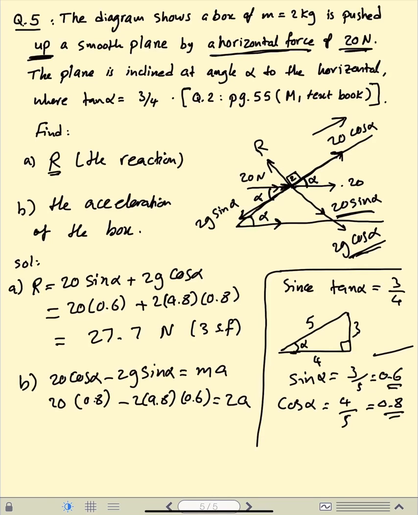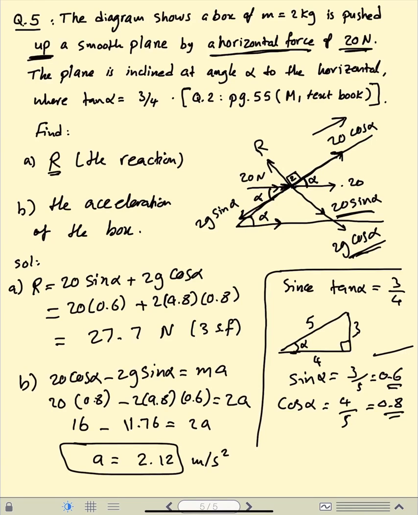20 times 0.8 is 16, minus 2 times 9.8 times 0.6, which equals 11.76, is equal to 2a. So a is equal to 2.12 meters per second squared.